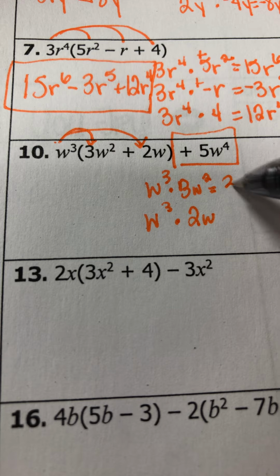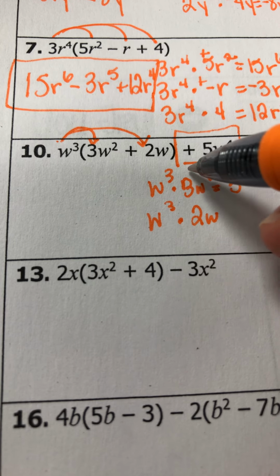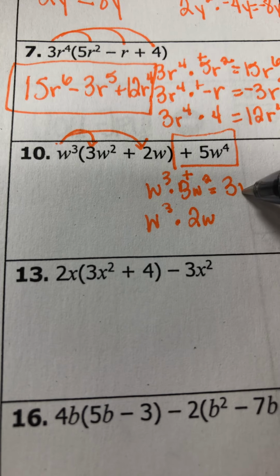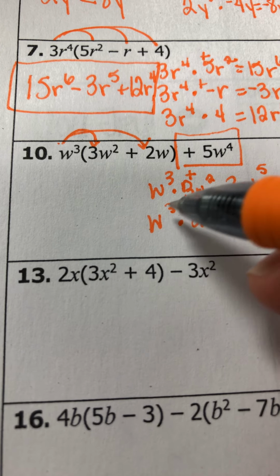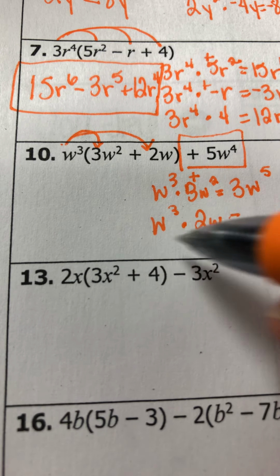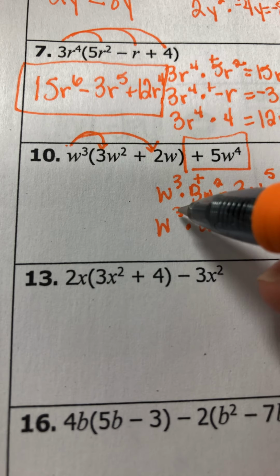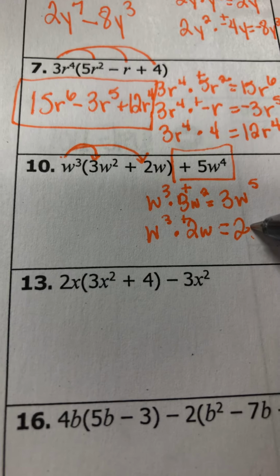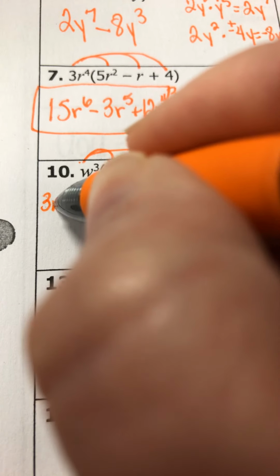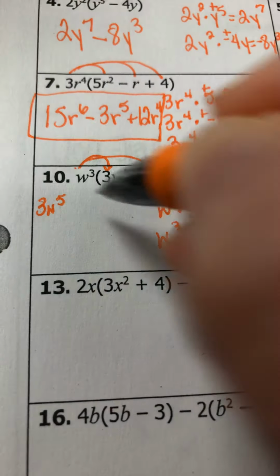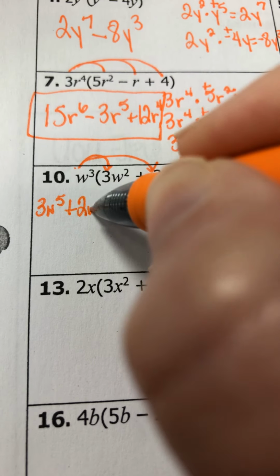1 times 3 is 3. When you multiply with the same base, add your exponents. 3 plus 2 is 5. Right here, we have w to the third times 2w. 1 times 2 is 2. 3 plus 1 is 4. So we have 3w to the fifth plus 2w to the fourth.